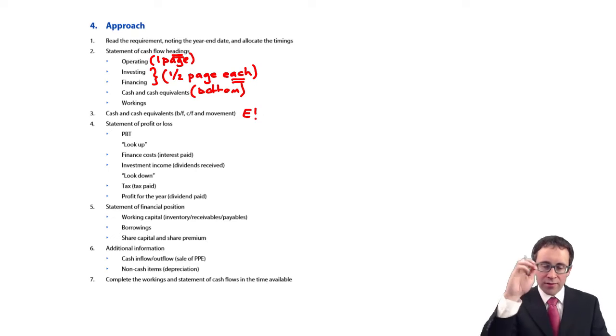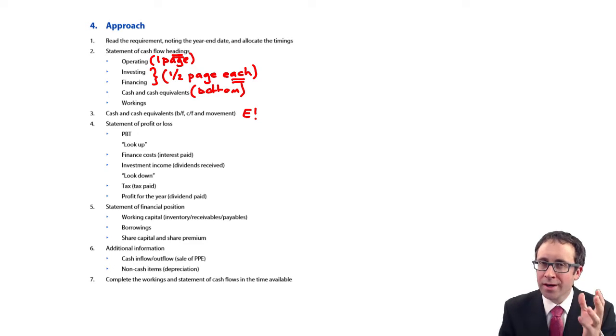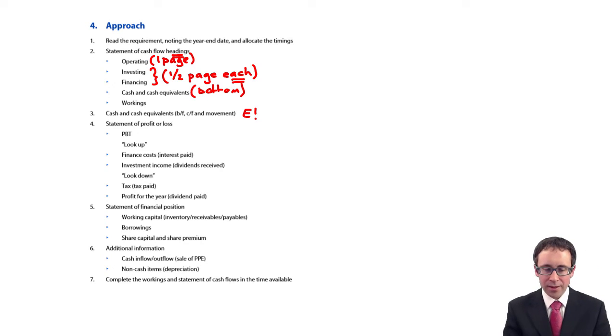Tick them off as you go along. Tick off the cash, tick off the cash equivalents, tick off the overdraft on the question. You'll struggle to do that if it's a computer-based exam, but there we go.